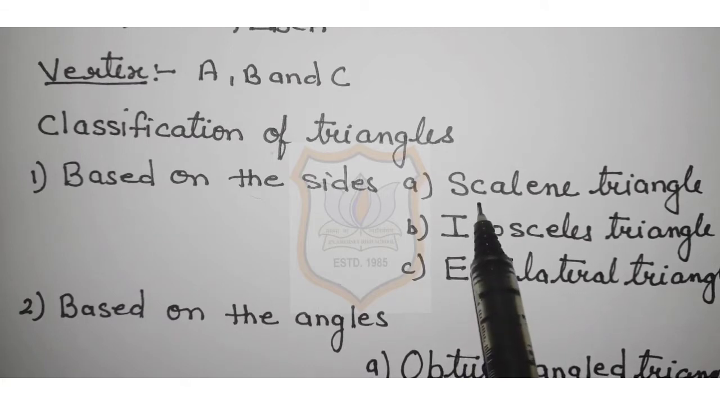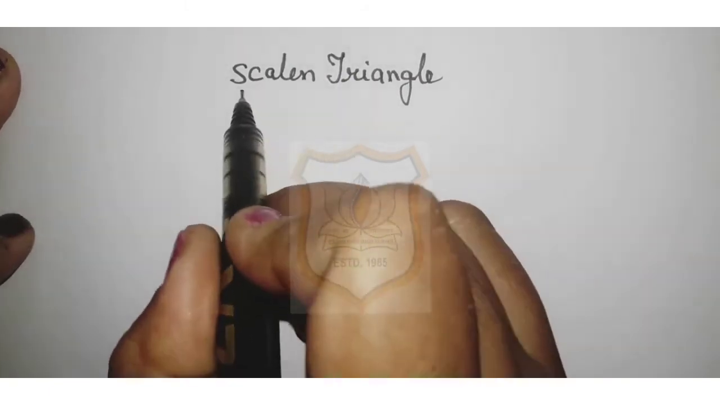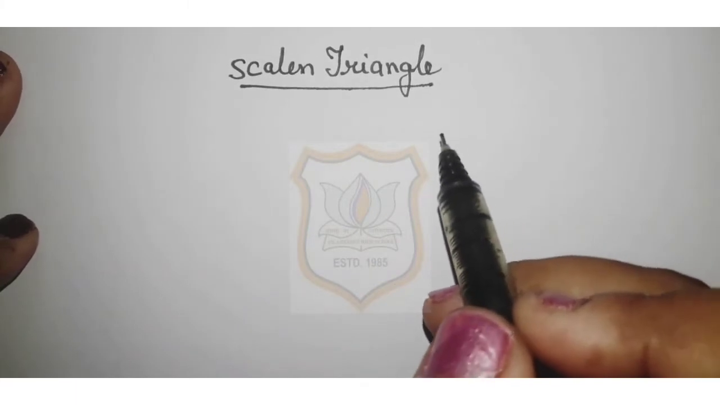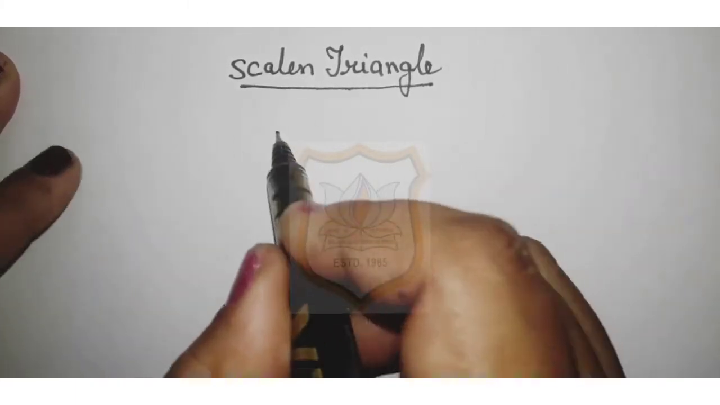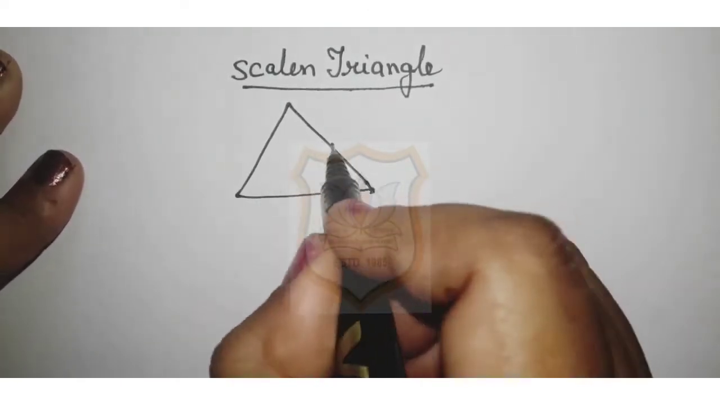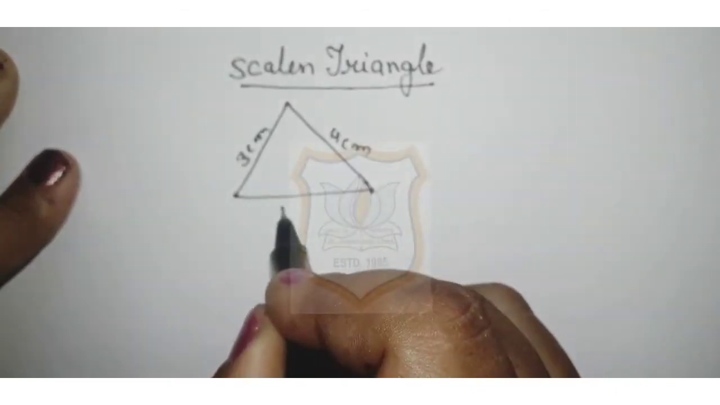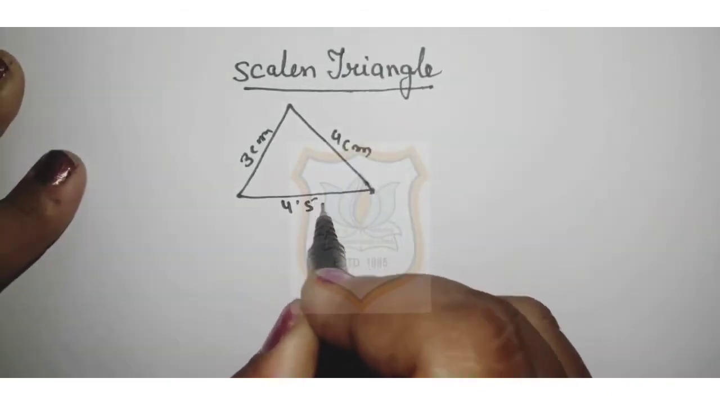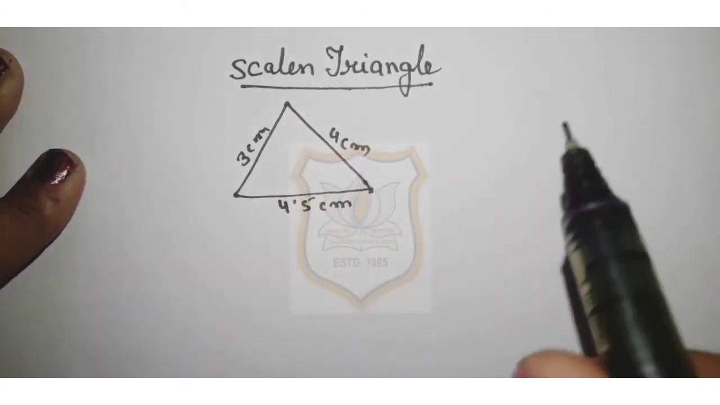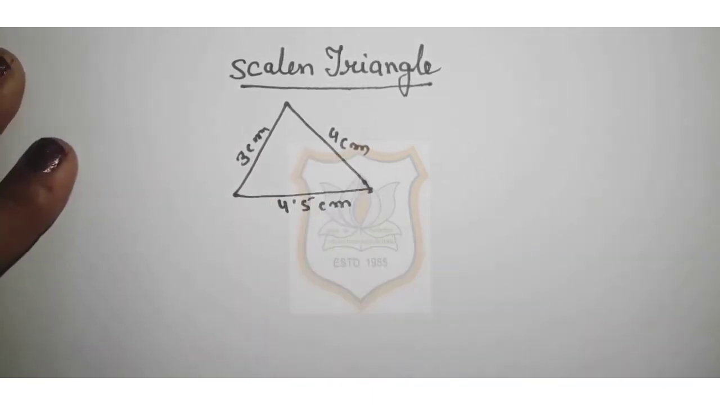Now, what is a scalene triangle? That I will tell you. A scalene triangle is a triangle which has all the sides unequal. See, if this is 4 centimeter, this is 3 centimeter and this is, suppose this is 4.5 centimeter. All the sides are unequal. So this is a scalene triangle which has all its sides unequal.